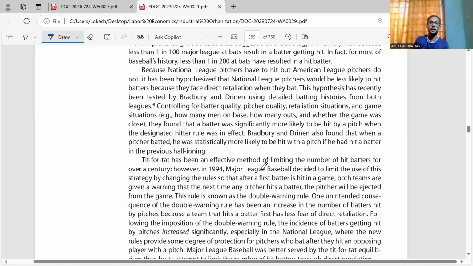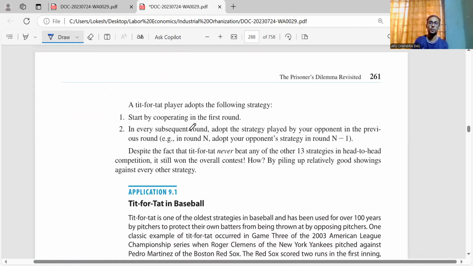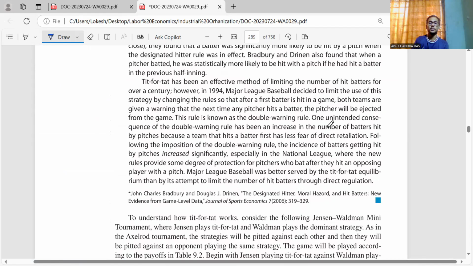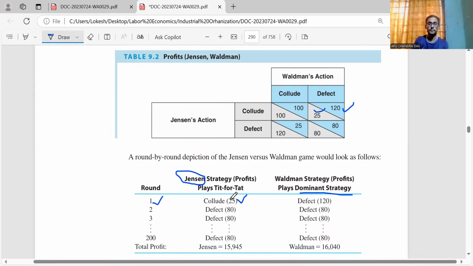But in the second condition, we have seen that in every subsequent period, the tit-for-tat player will adopt the strategy previously taken by his opponent. So in this table, we see that since Waldman has chosen the strategy of defect in round 1, and according to the condition of the tit-for-tat strategy, the tit-for-tat player, here Janson, will go for defect, and he earns a profit of $80.